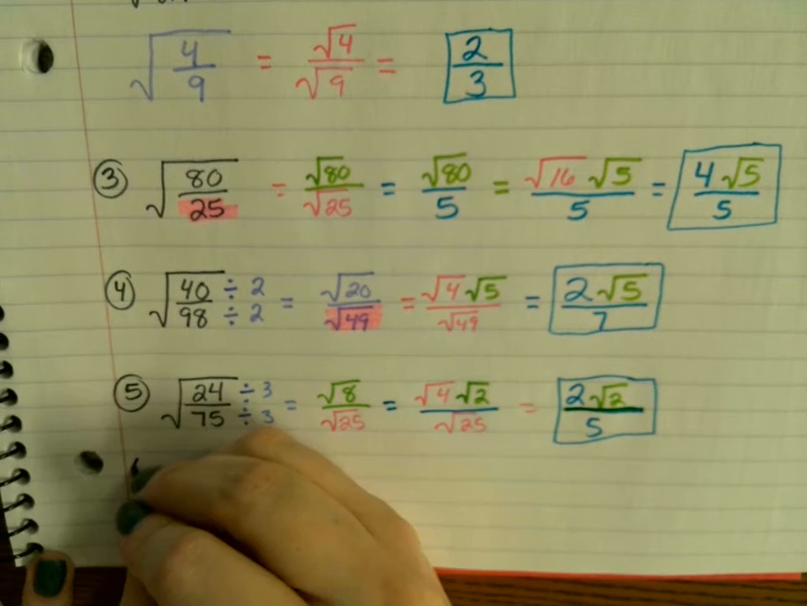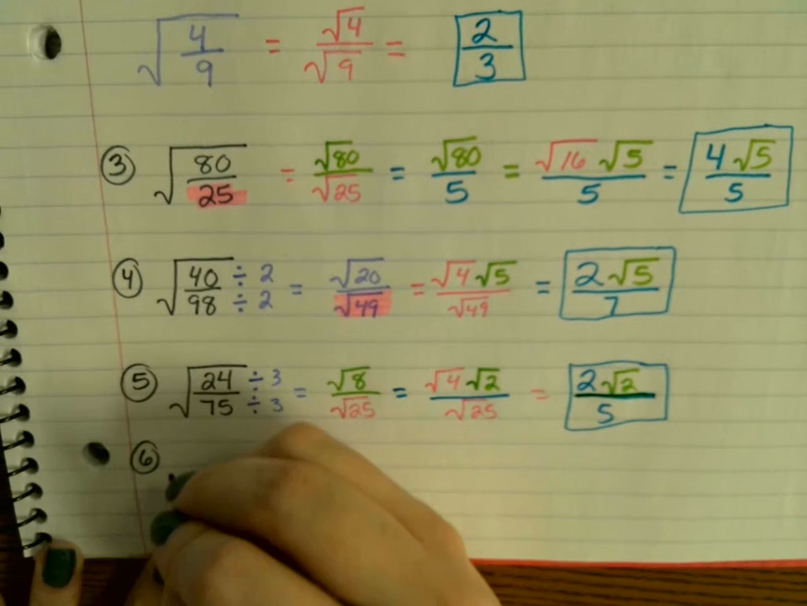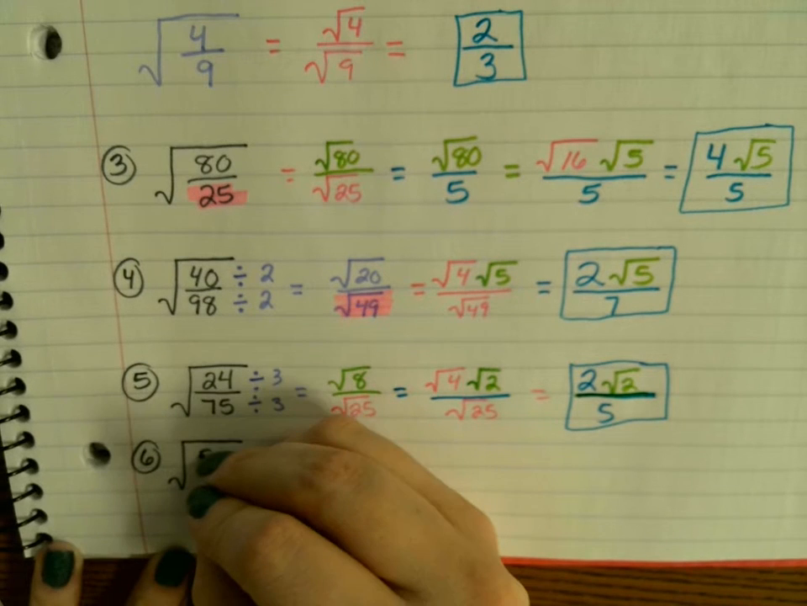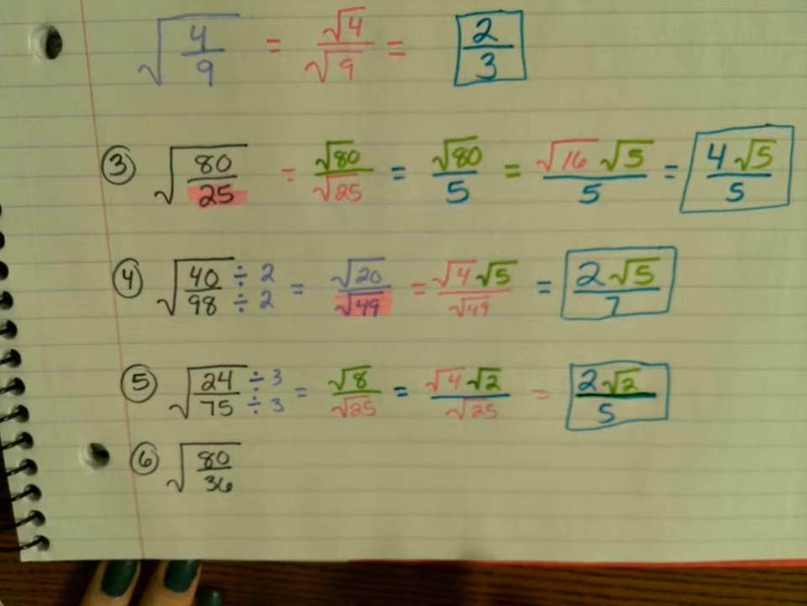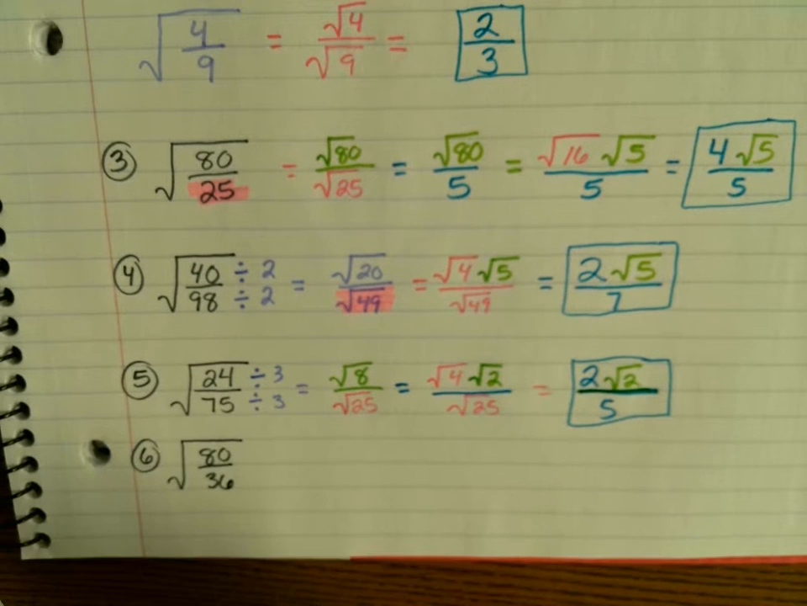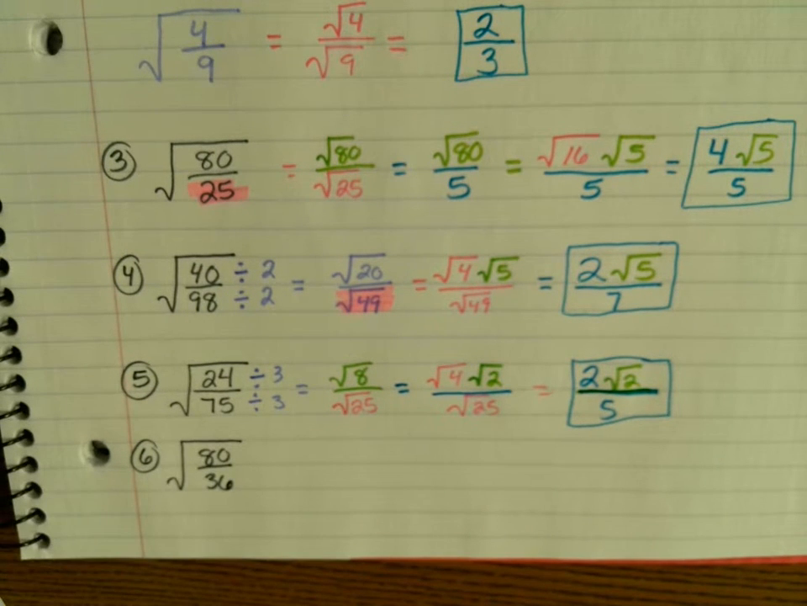Square root of 80 over 36. Go ahead and try that one on your own. All right, let's go over this one. All right, square root of 80 over 36.